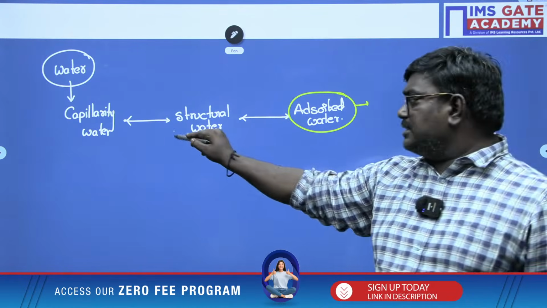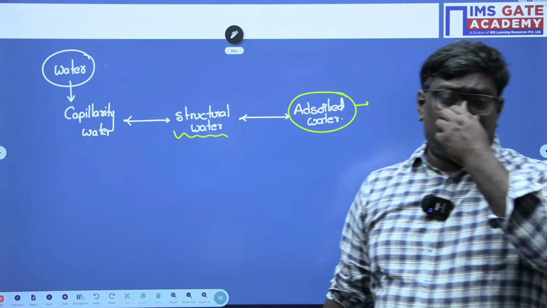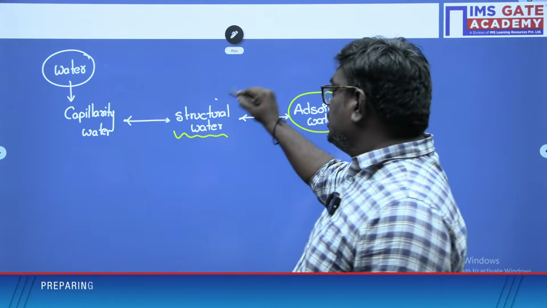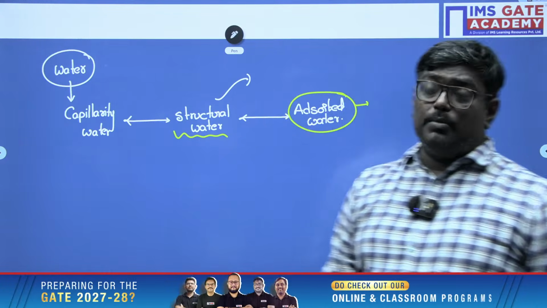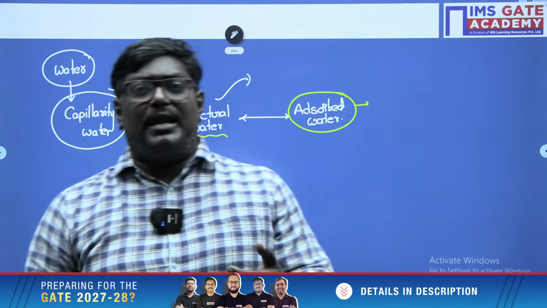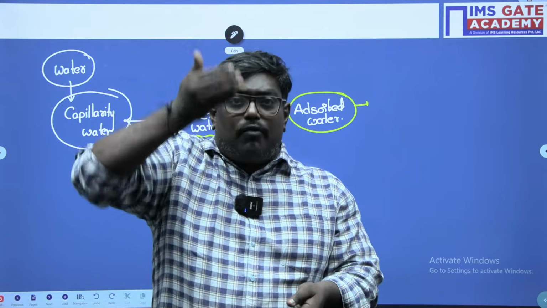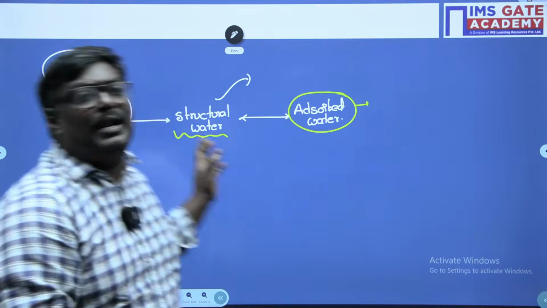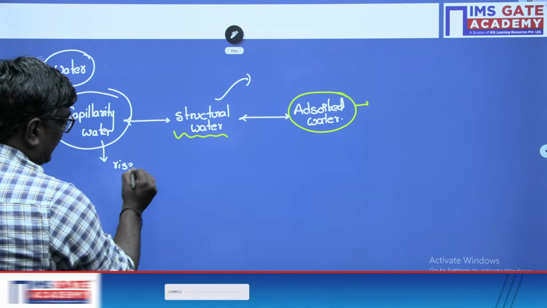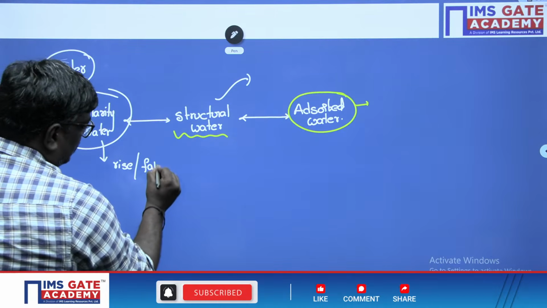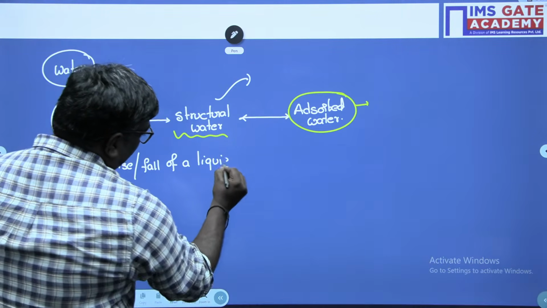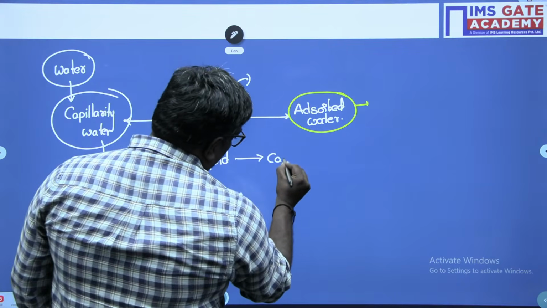Now, what is structural water, sir? It is an integral part of the soil. It cannot be removed by ordinary oven drying. So, structural water cannot be removed by oven drying. This is important. Capillarity water. What is meant by capillarity, sir? The rise or fall of a liquid is known as capillarity. First of all, you should understand what is capillarity. The rise or fall of a liquid is known as capillarity.